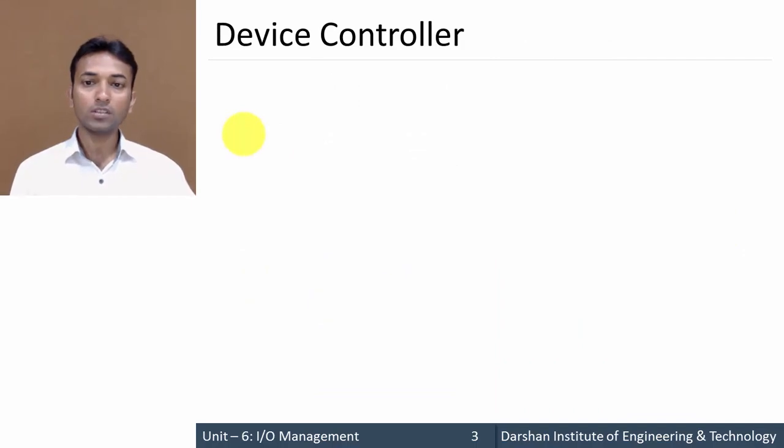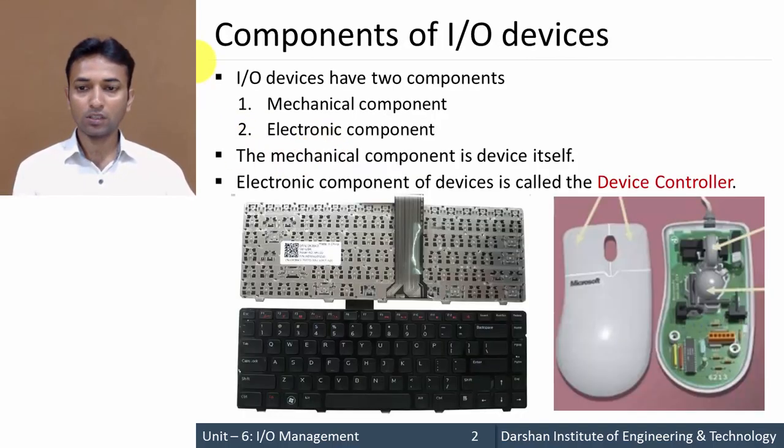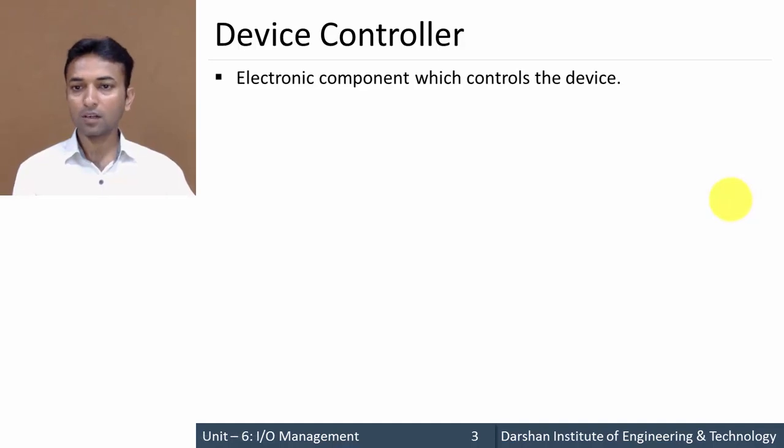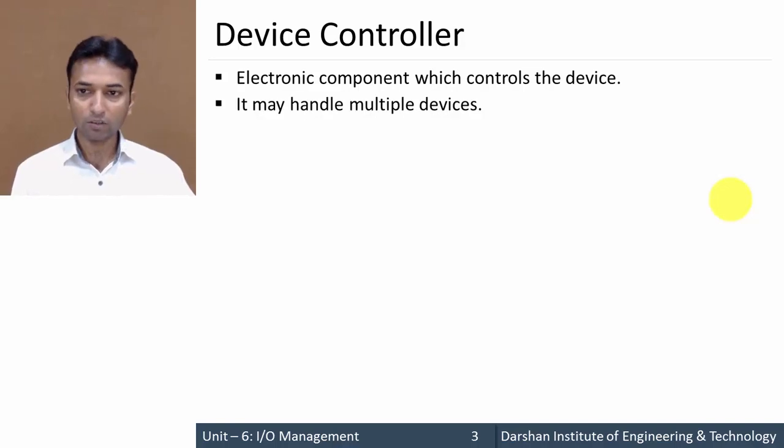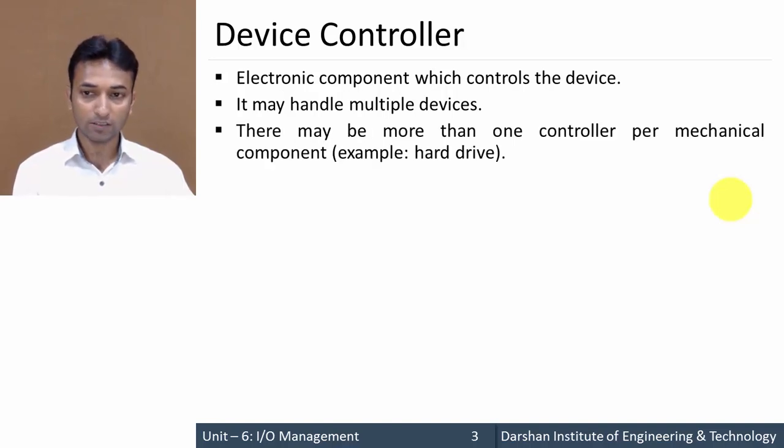Let us move further. What is device controller? That we have seen, that is electronic component, that is nothing but a device controller. So let us see what is device controller. An electronic component which controls the device is nothing but a device controller. It may handle multiple devices. It may be possible that a device controller can handle more than one device, and there may be more than one controller per mechanical component. If we consider hard disk, that hard disk has more than one device controller that will control that device.